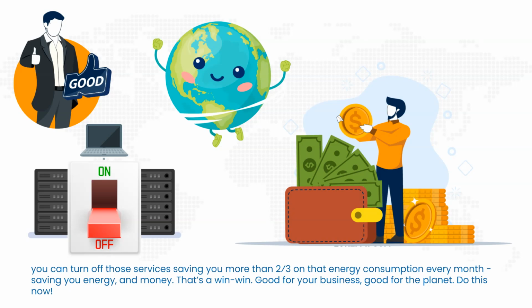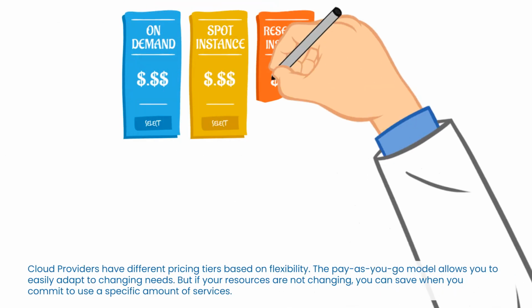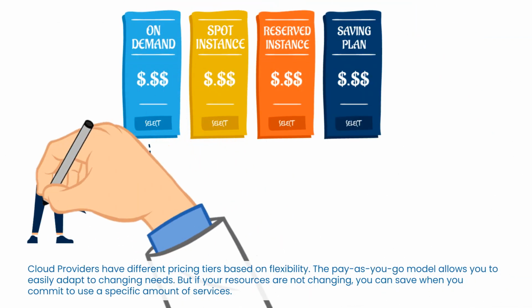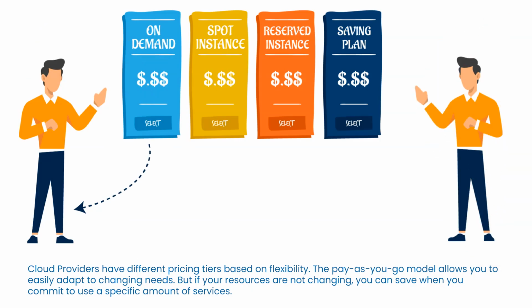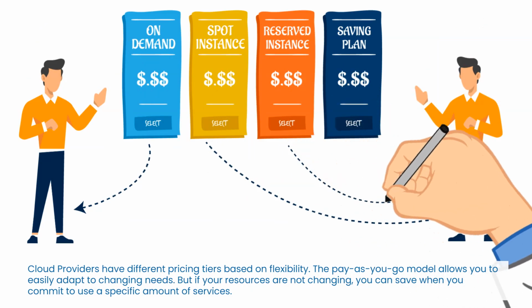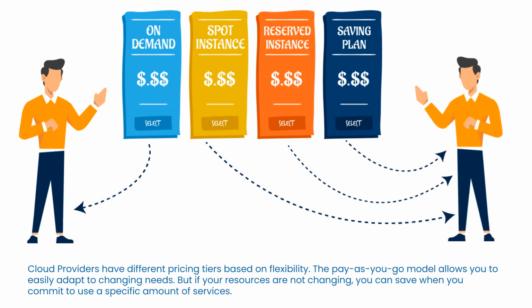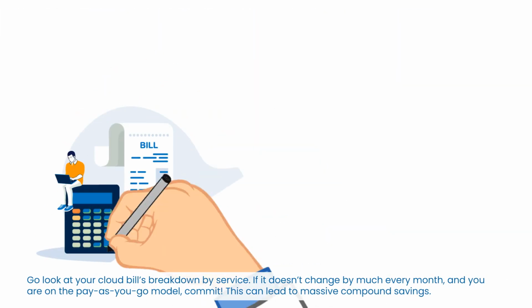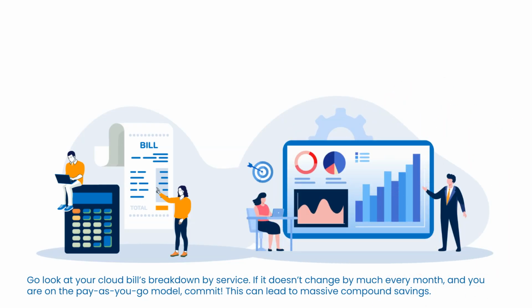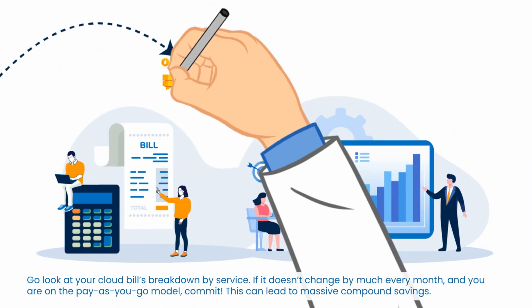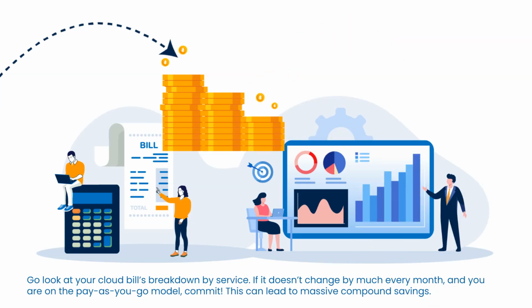Do this now. Cloud providers have different pricing tiers based on flexibility. The pay-as-you-go model allows you to easily adapt to changing needs. But if your resources are not changing, you can save when you commit to use a specific amount of services. Go look at your cloud bills breakdown by service. If it doesn't change by much every month, and you are on the pay-as-you-go model, commit. This can lead to massive compound savings.